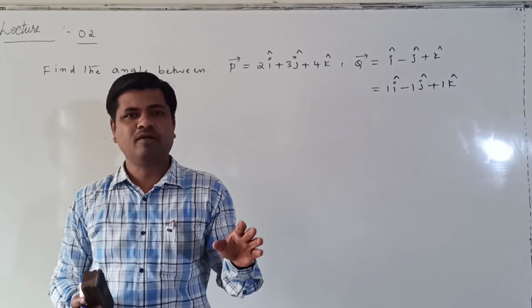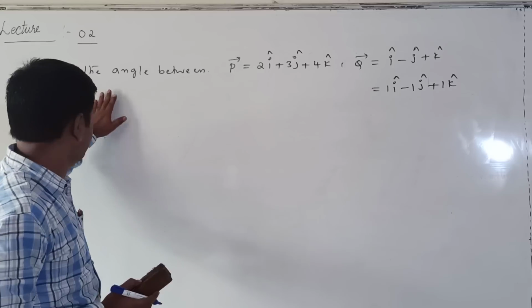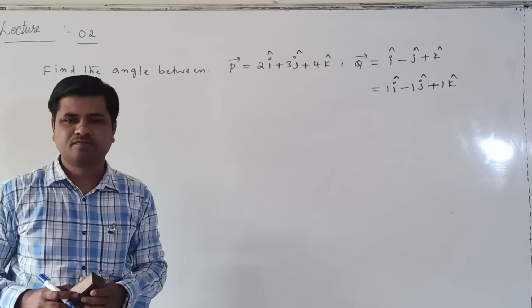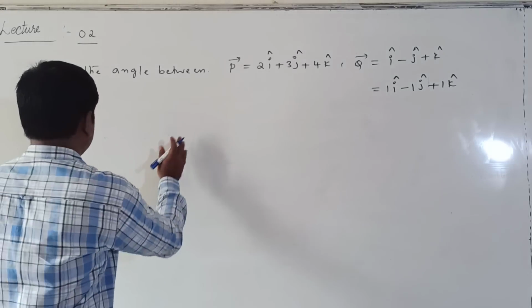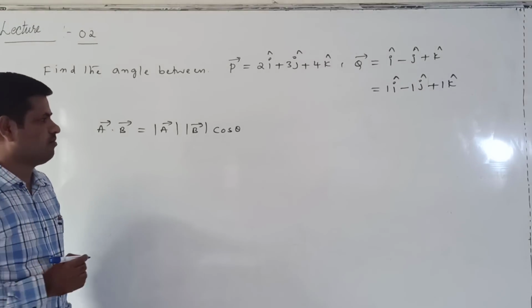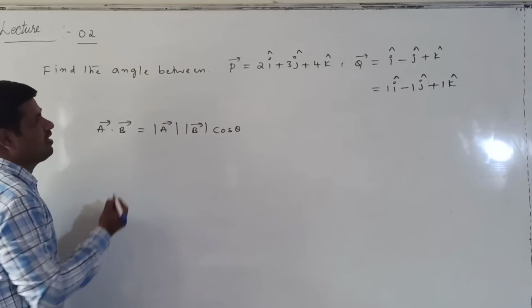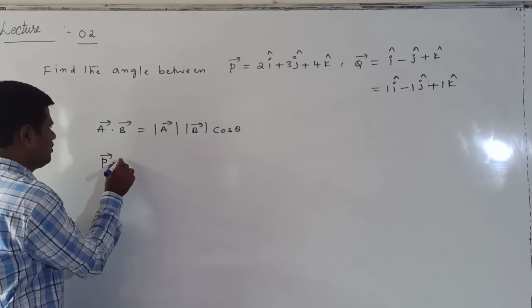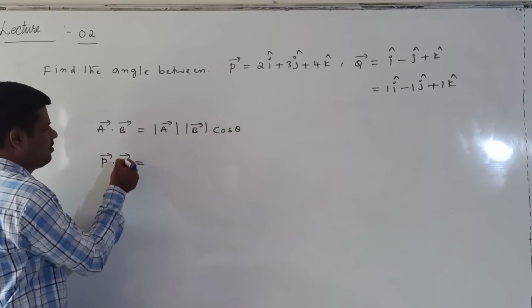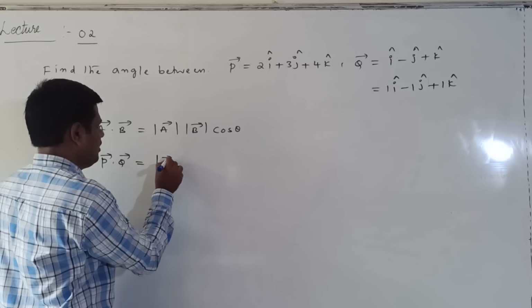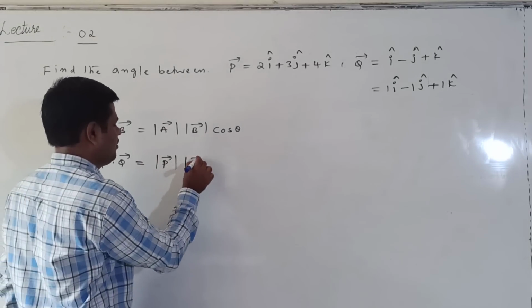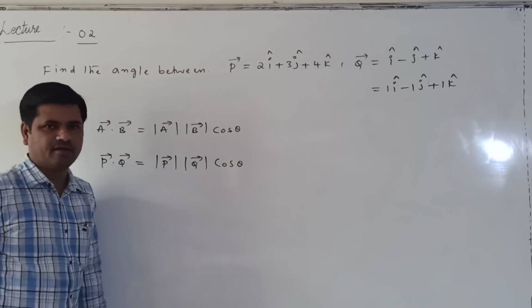It is the same problem; just before we were finding the scalar product, here we find the angle between these two vectors. How to find the angle between these two vectors? We know the general formula: a bar dot b bar is equal to mod a bar into mod b bar into cos theta. Similarly we can write p bar dot q bar in the place of a bar dot b bar, equal to mod p bar into mod q bar into cos theta.